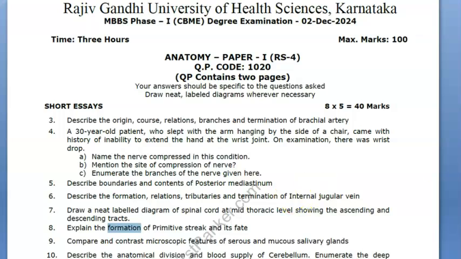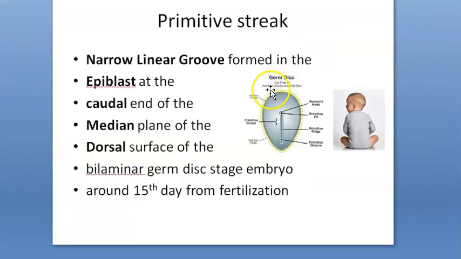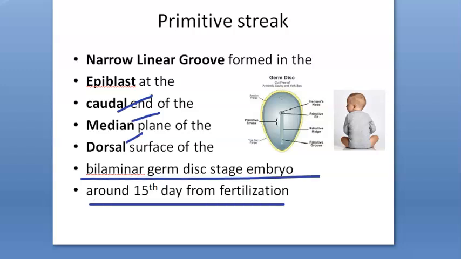What is this primitive streak? How does it form and what is its fate? Okay. So basically this primitive streak is a narrow linear groove, which you can see here, formed in the epiblast. So this blue surface, whatever you're looking at, is the epiblast. And where does it form? It forms at the caudal end, that is the tail end, and exactly in the middle, the medial plane, on the dorsal surface of the bilaminar germ disc stage embryo, around the 15th day from fertilization.